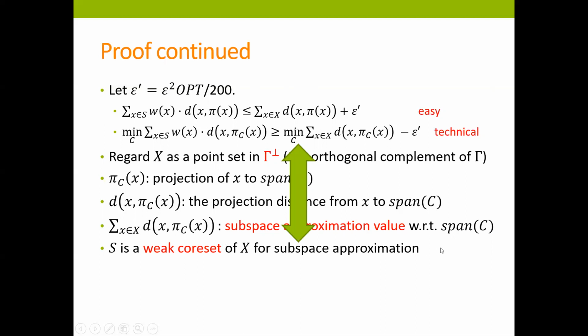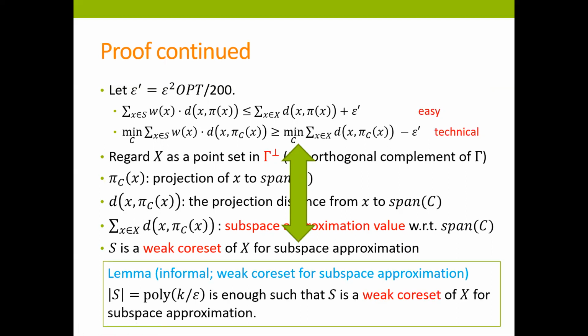And by this observation, it suffices to prove F is a weak coreset of X for subspace approximation. Fortunately, this can be proved, and the size of F only requires to be polynomial in k over epsilon as desired. And up to here, we complete the proof of the projection property for F. And it implies that F is a coreset of X for clustering, and we can use importance sampling to construct the coreset.